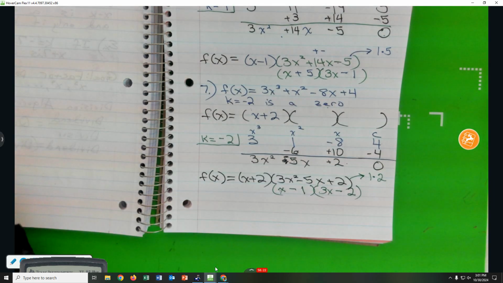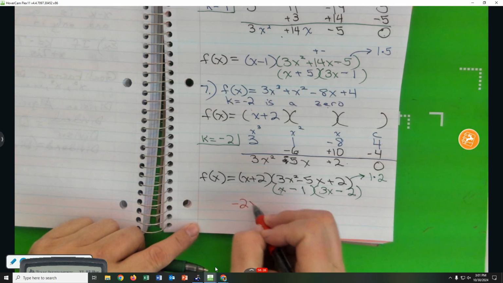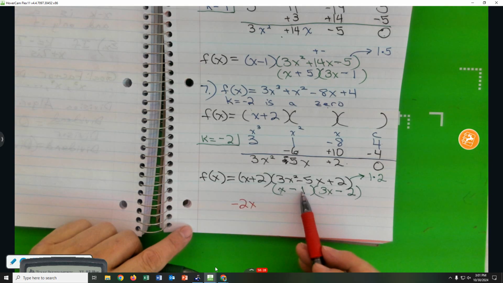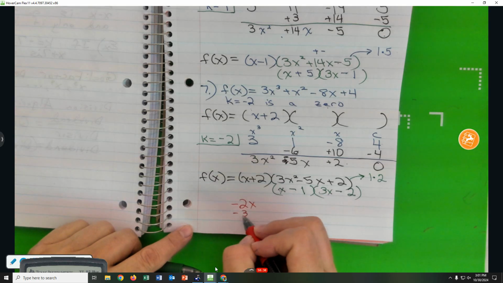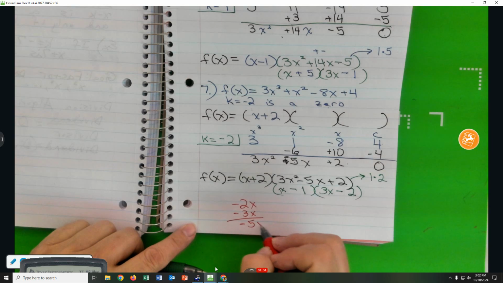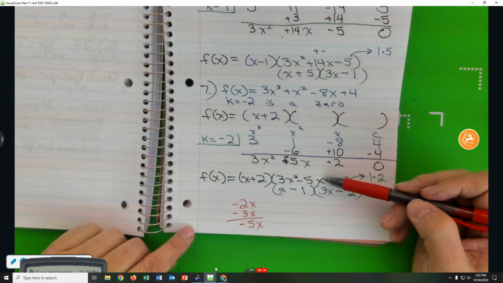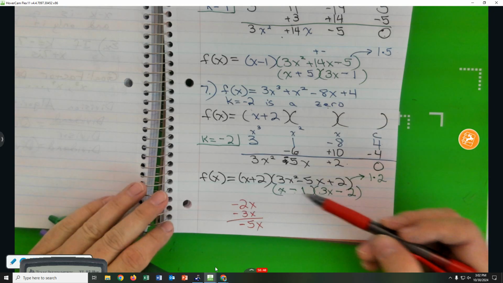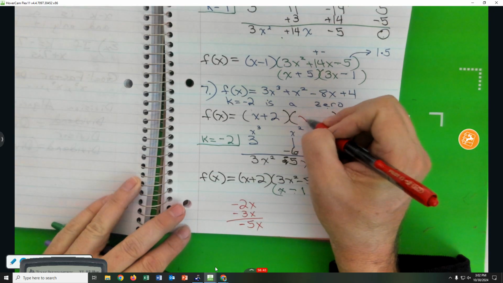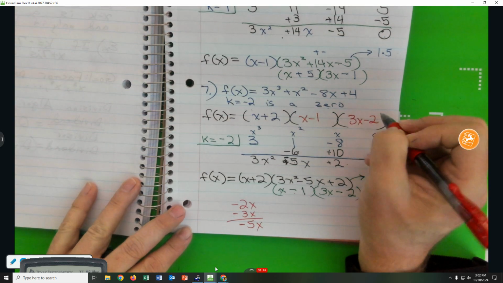And if you check, the outer product is a negative 2x. The inner product is a negative 3x. Negative 2x minus 3x gives me a negative 5x. Is that what we needed? Yes, it is. So my other factors are x minus 1 and 3x minus 2.